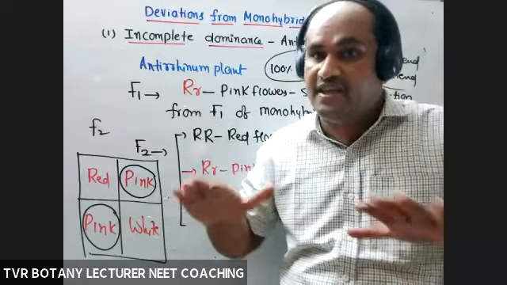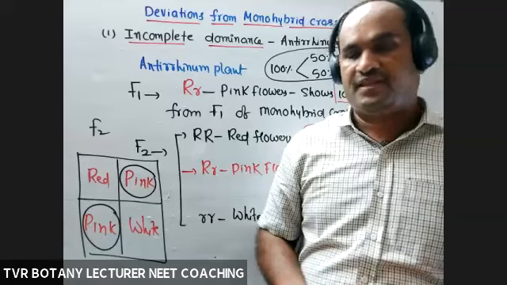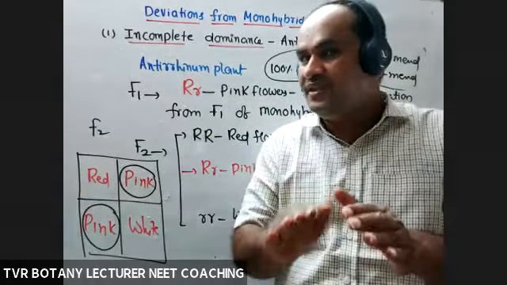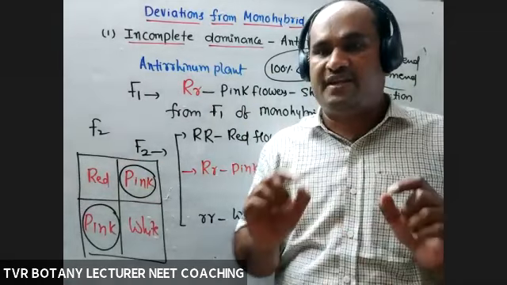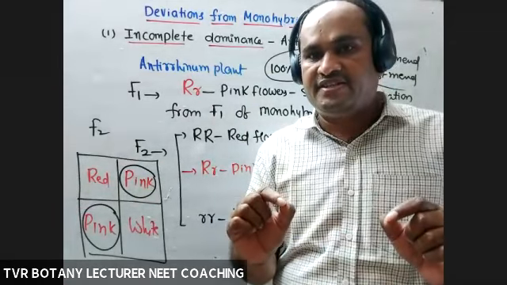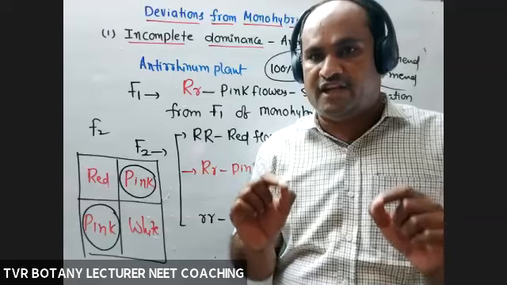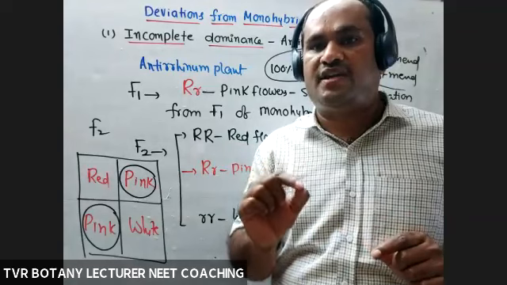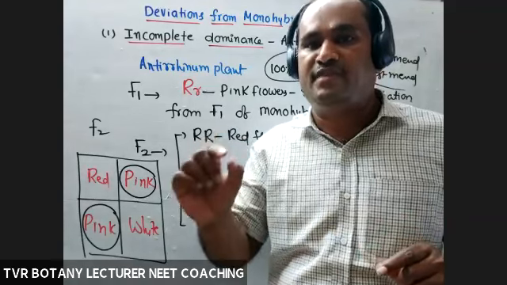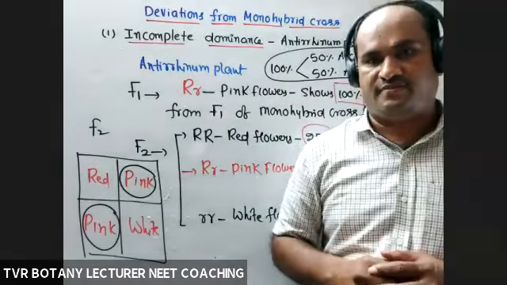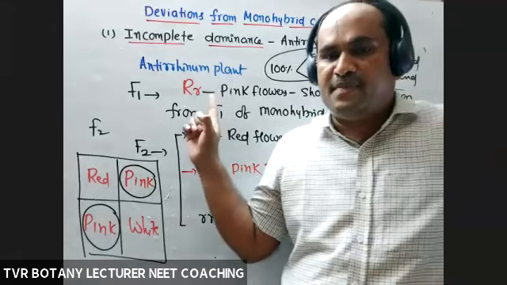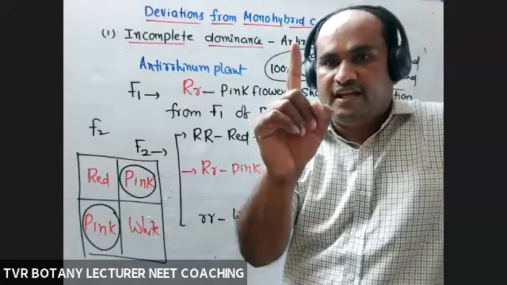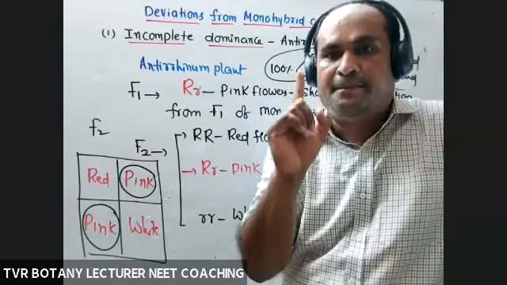Deviation happened in F1 and F2. In F1, 100% deviation. In F2, 50% deviation. So because of phenotypic deviation at F2, 3:1 is changed into 1:2:1, that is similar to the genotypic ratio. Here, what about the number of kinds of phenotypic recombinants? One kind of phenotypic recombinant, that is pink.